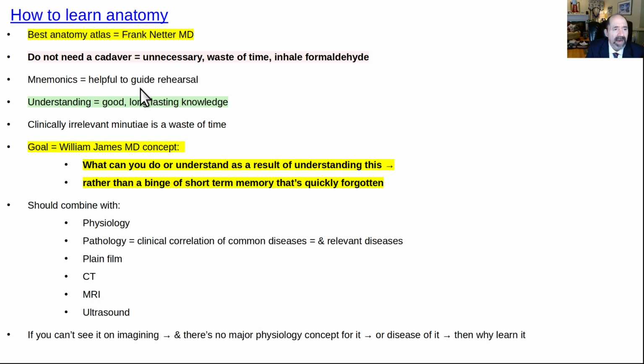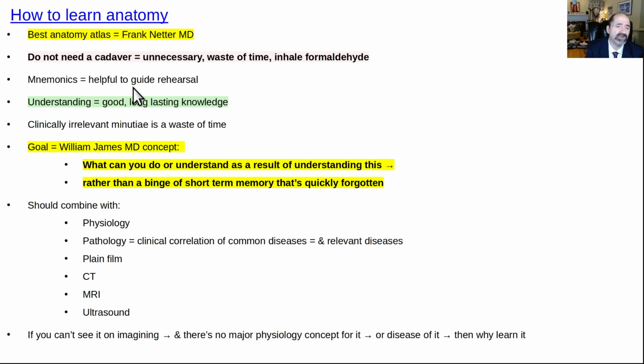All right. Mnemonics, of course, are very helpful. They're a guide to rehearsal when you're learning anatomical terms, but it's better to understand stuff. Use a mnemonic, fine, but that's good, long-lasting knowledge. Focus on useful clinical things like coronary arteries, myocardial infarction. That's something that you want to stick with you, because the trend in academics is short-term memorization of minutia.